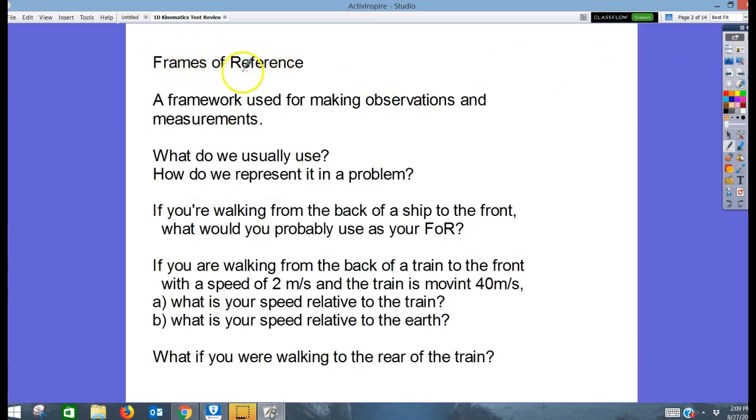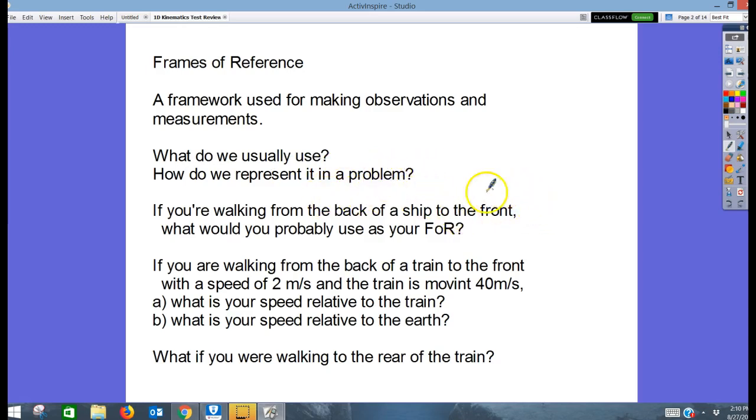First off, frames of reference. A frame of reference is a framework used for making observations and measurements. We usually use the Earth, so it's what we are measuring velocity and position with respect to. And generally, if you're going 20 meters per second, you're going 20 meters per second with respect to the ground, which is not moving. Relative to you, it's not moving. We represent it in a problem often with a coordinate system.